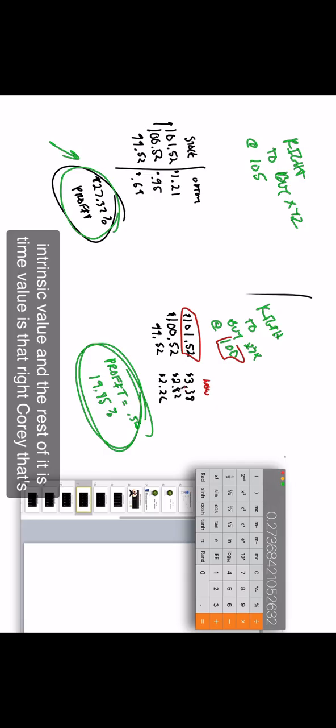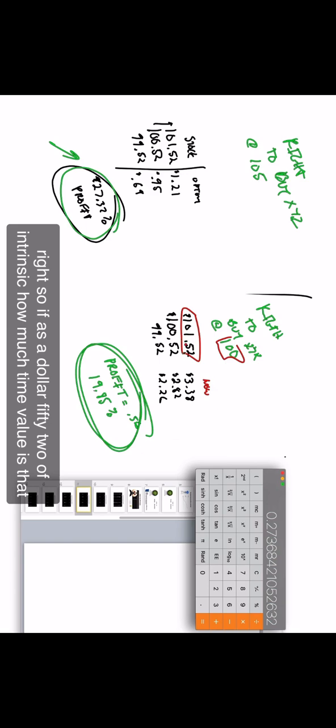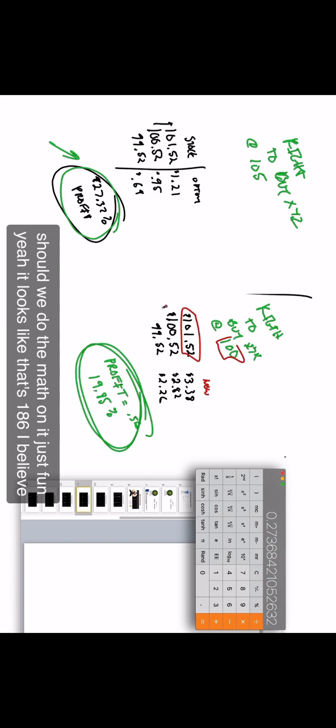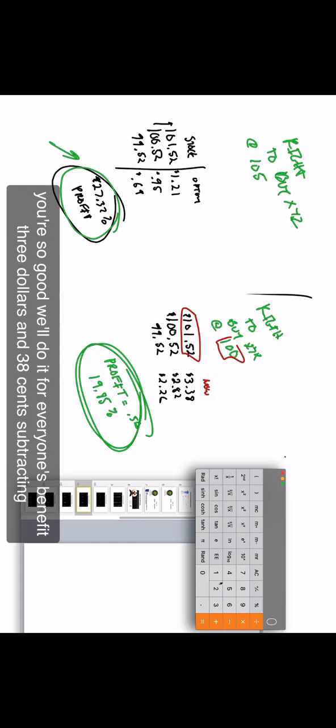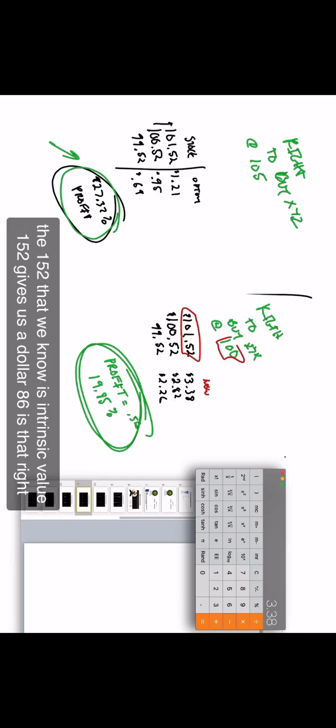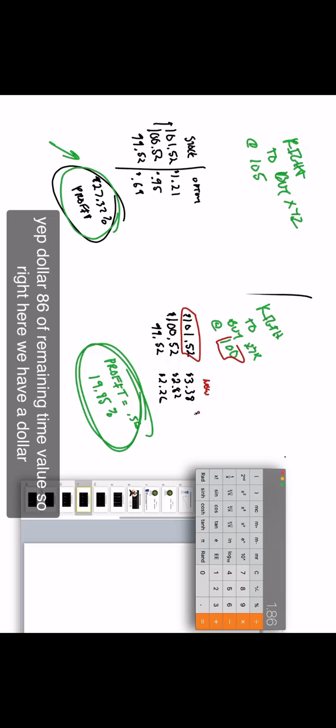Isn't that right, Corey? That's right. So if it has $1.52 of intrinsic, how much time value is that? Should we do the math on it? Just for fun? Yeah, it looks like that's 186, I believe. You're so good. We'll do it for everyone's benefit. $3.38, subtracting the 152 that we know is intrinsic value. 152 gives us $1.86. Is that right? Yep, $1.86 of remaining time value.